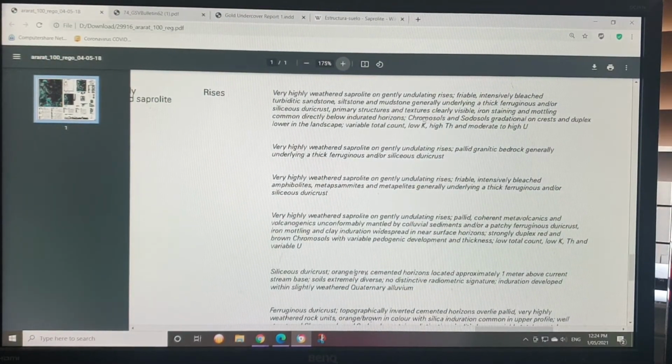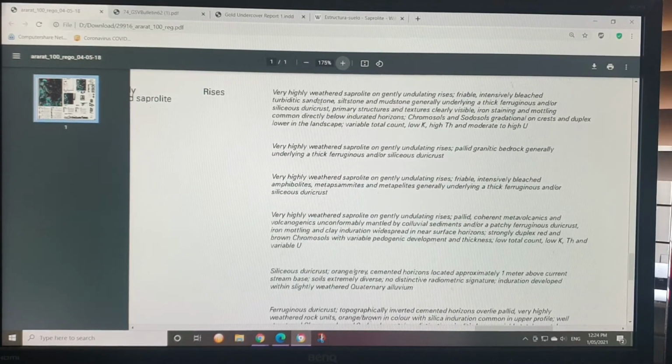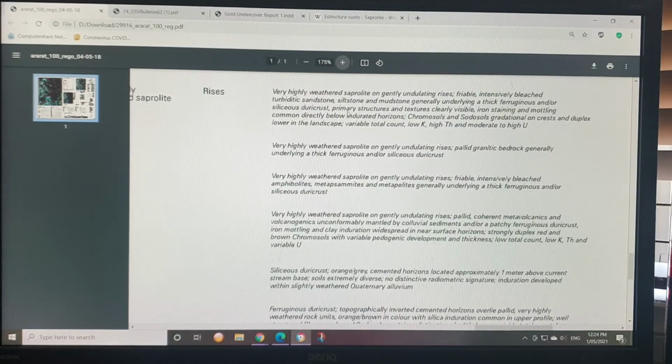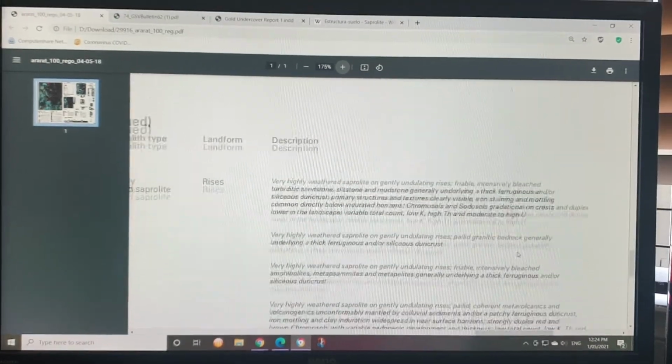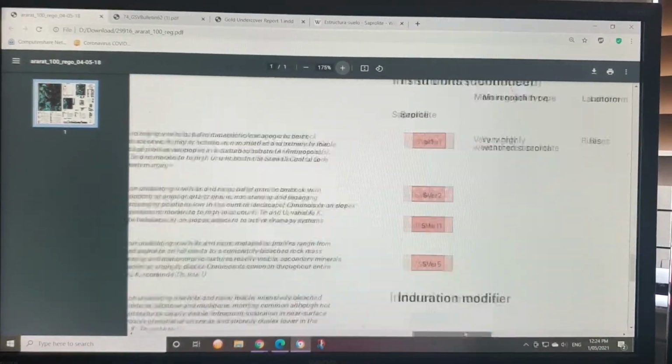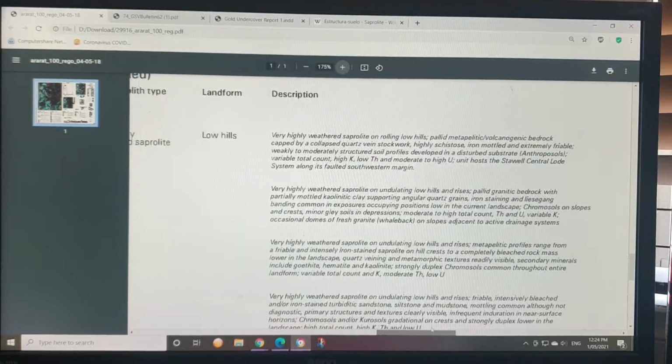So yeah, that's what that is. Okay, it doesn't say anything about gold. You find gold in here. Good. Okay, let's go to another part.